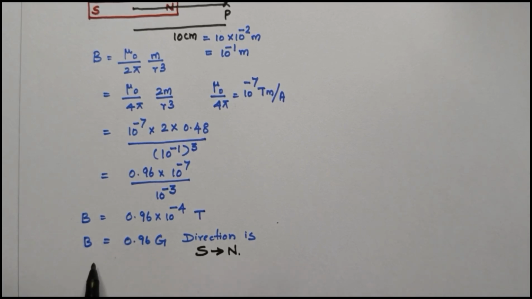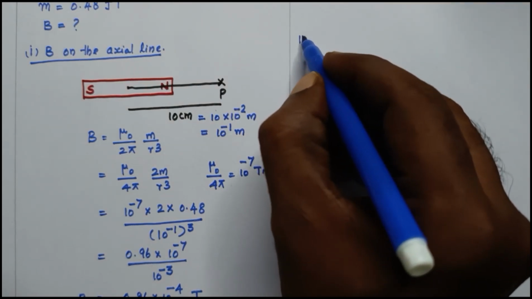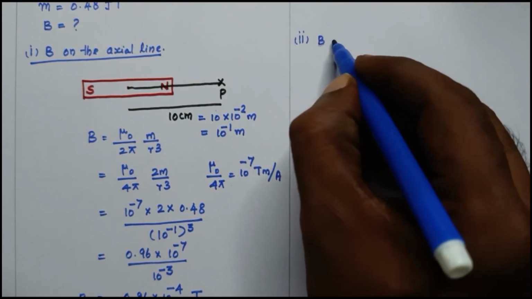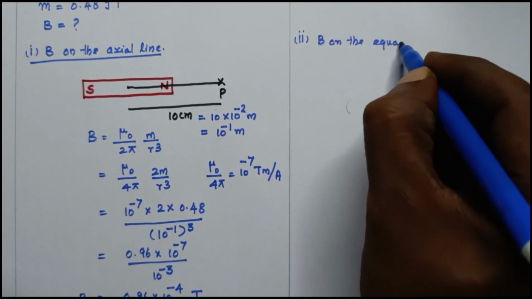In the second question, we have to find the magnetic field at a point 10 cm on the equatorial line. Now let us see how to calculate that. We have to find the magnetic field B on the equatorial line.